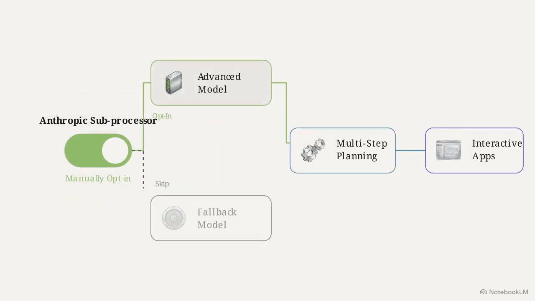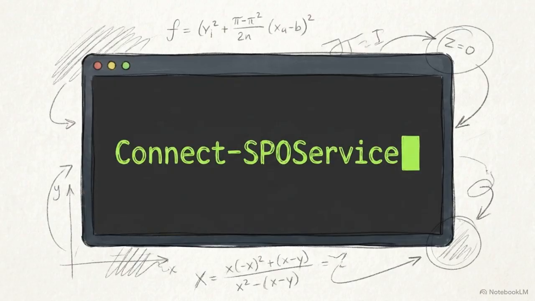If you skip this step, SharePoint relies on a fallback reasoning model. This limits the multi-step planning required to generate complex code and interactive apps. Next, move to your local machine.